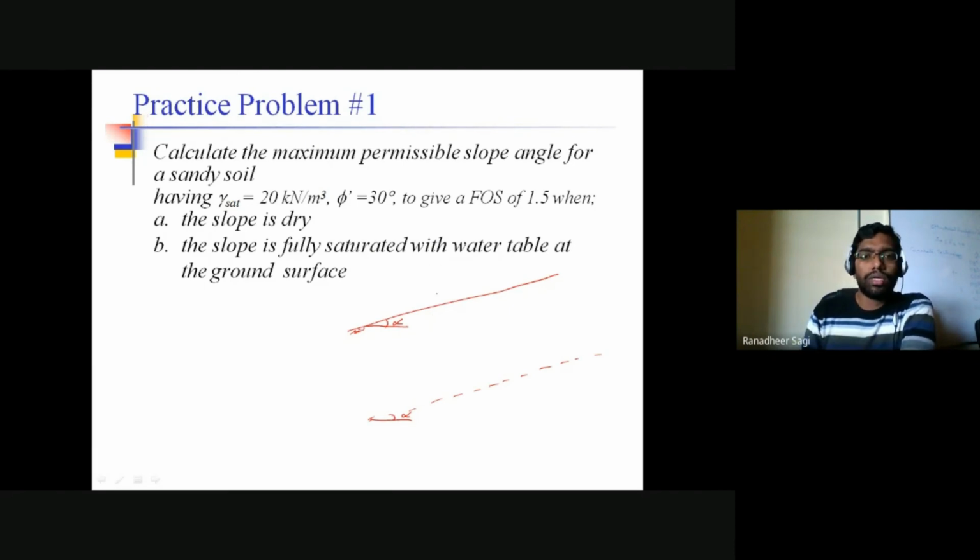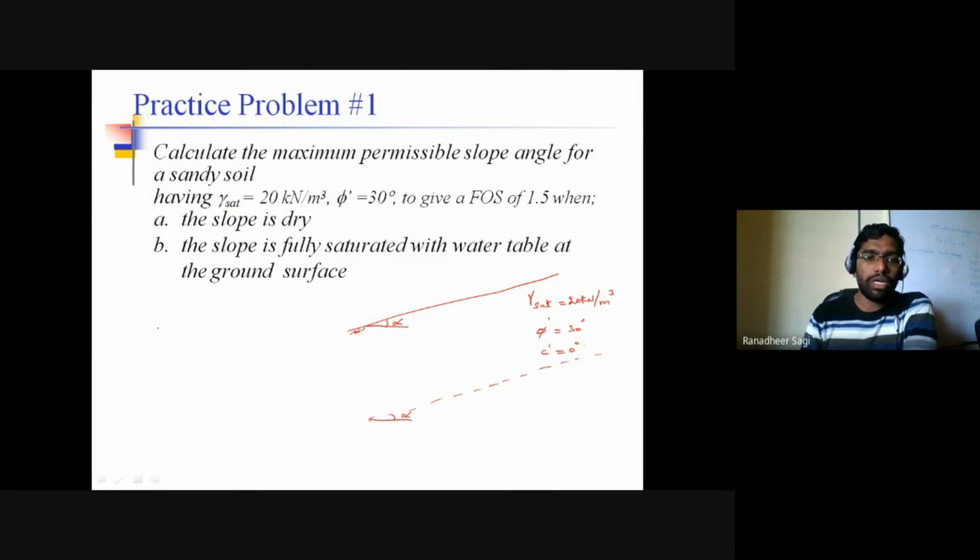The saturated unit weight of this soil is 20 kilonewton per meter cube. The phi dash value of the soil is given as 30 degrees. C dash value is equal to 0. And for a factor of safety equal to 1.5, under two conditions, you are required to calculate what alpha angle is permissible to have a factor of safety of 1.5.